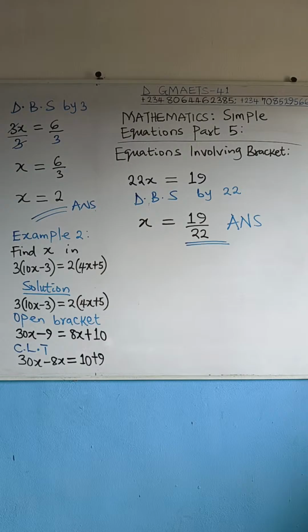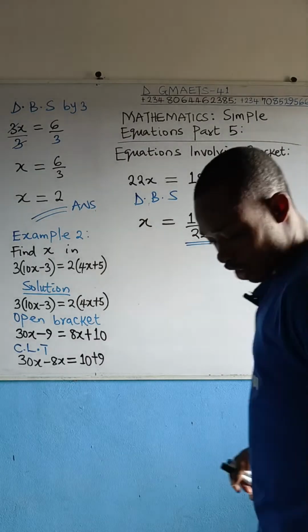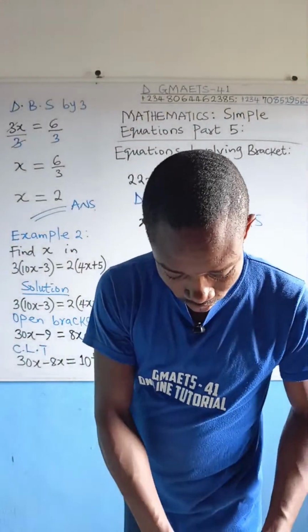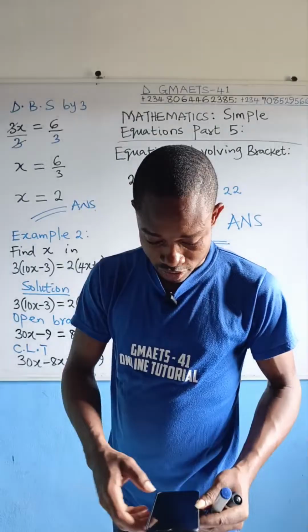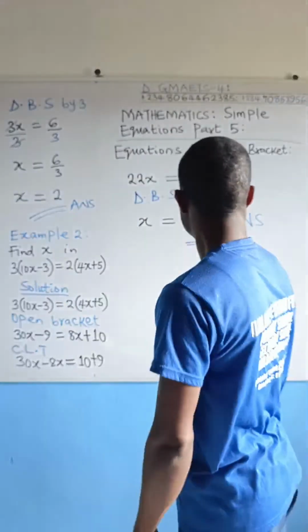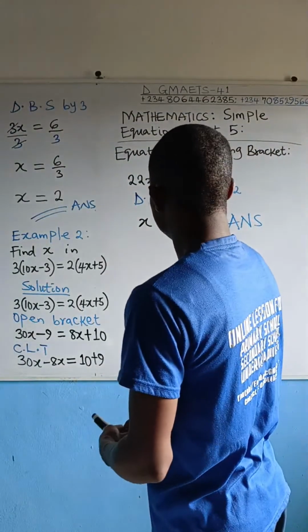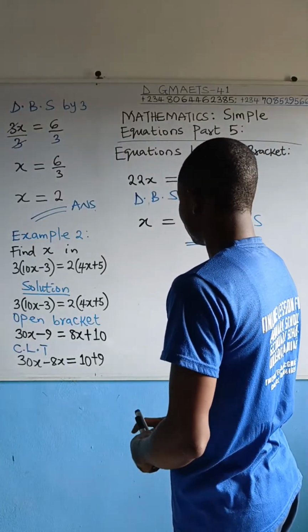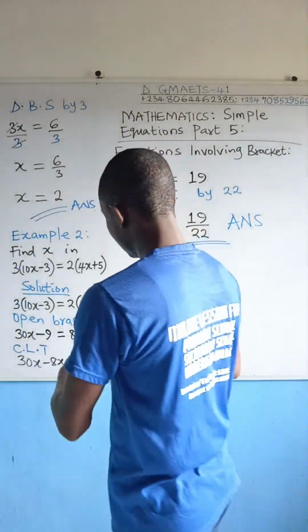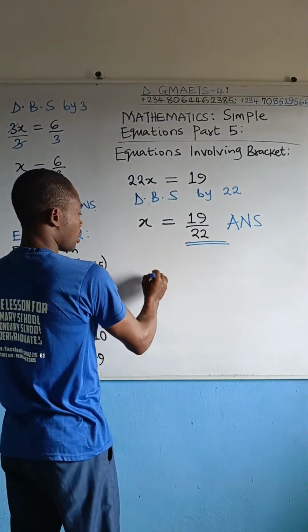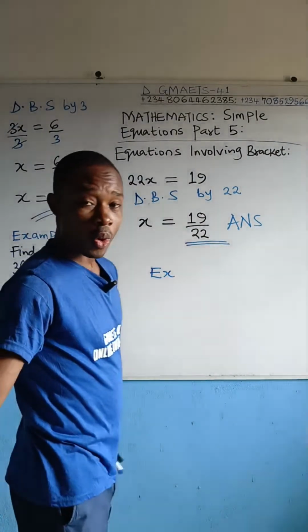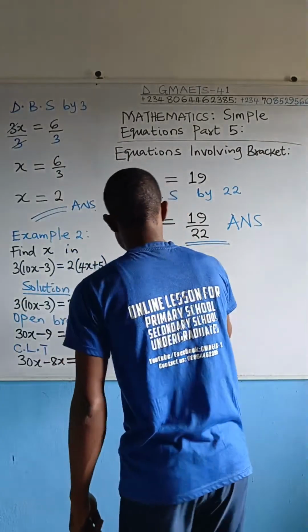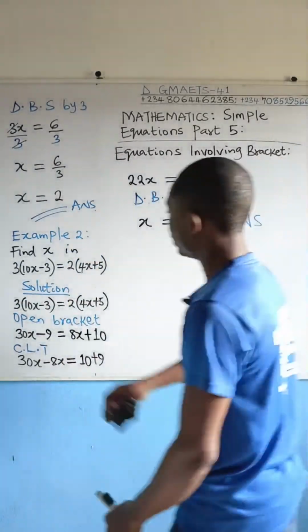I hope you are learning. That's good. So let us move on to the next question. That would be example what? Example 3. I'll wipe everything that we have on the board here so that I can move on to example 3.